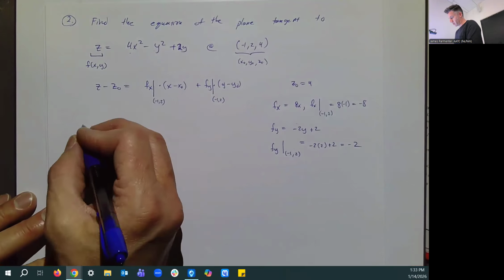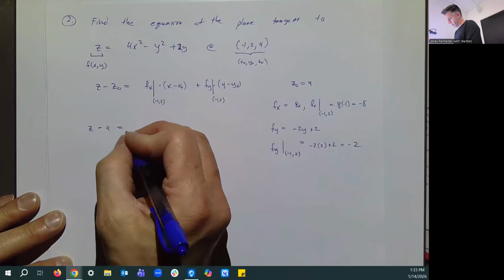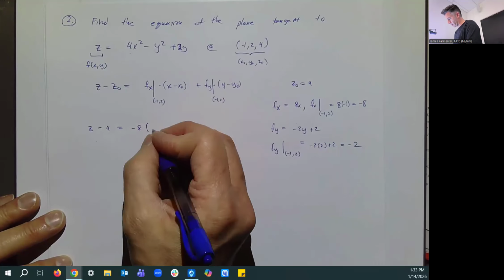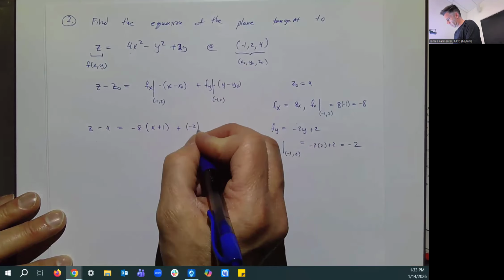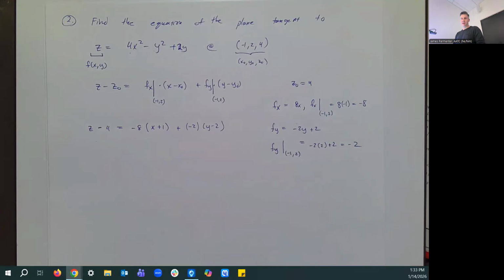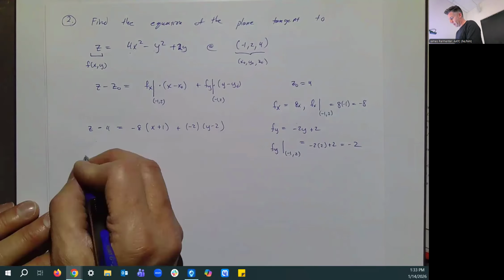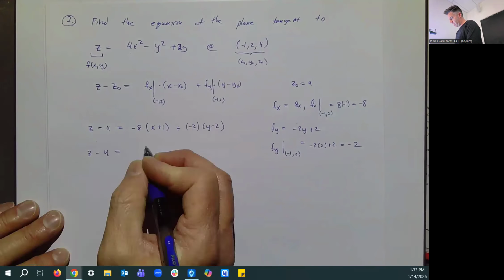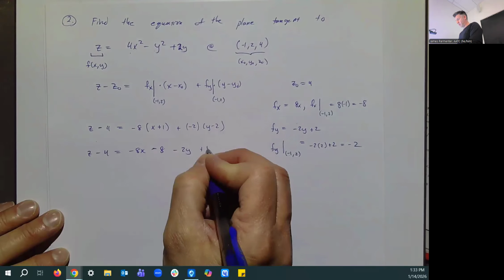So we're going to write our equation as z minus 4 equal to -8 times x minus -1, so x plus 1, plus -2 times y minus 2. That's probably a sufficient place to leave it. You could totally leave it there and it's technically correct. This one I would actually simplify because we're not being asked to use it to estimate stuff. So I might rewrite this as z minus 4 equal to -8x minus 8 minus 2y plus 4, and then bring everything to one side.